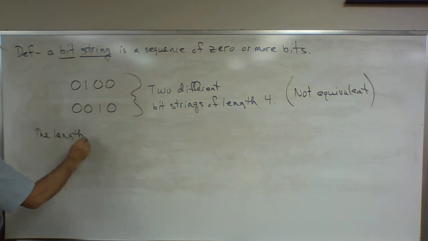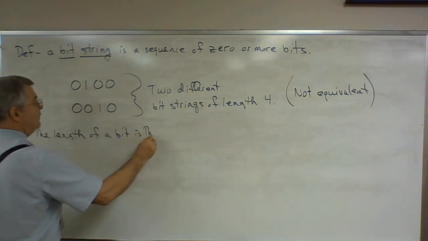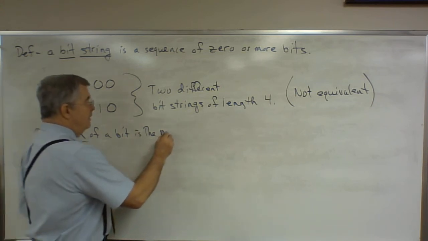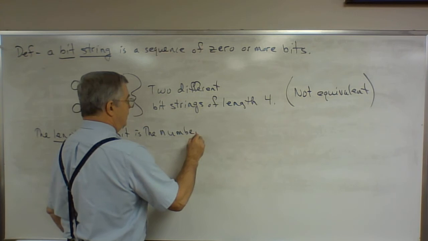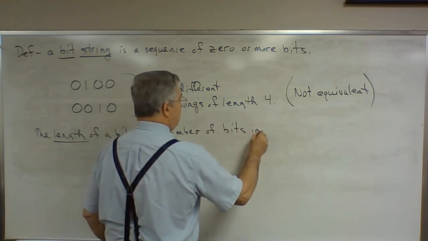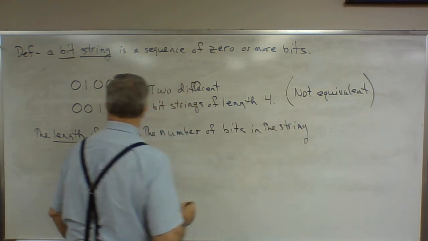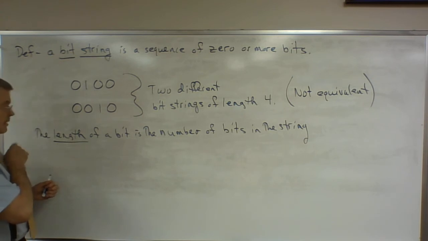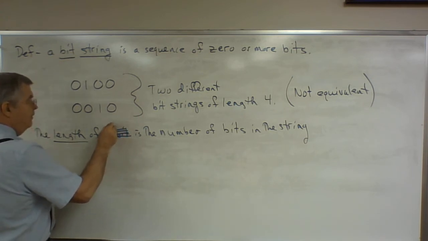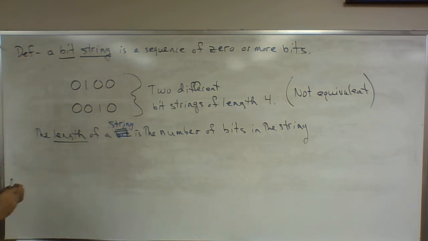The length of a bit is 1. The length of a string is the number of bits in the string.